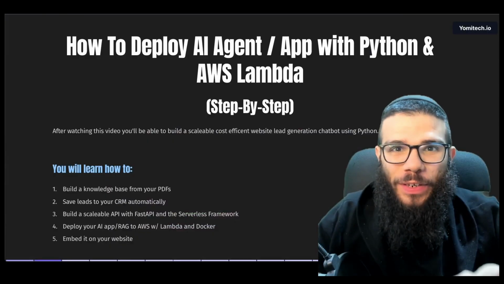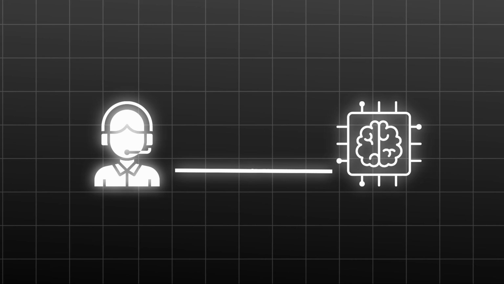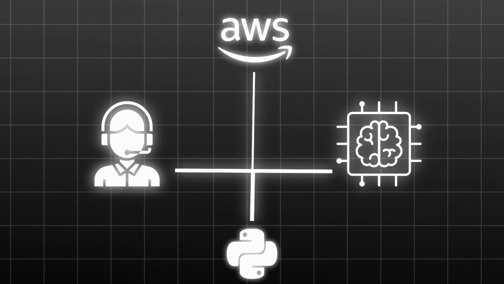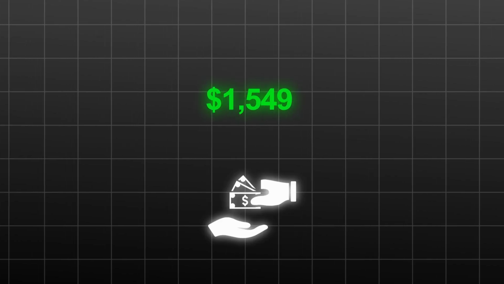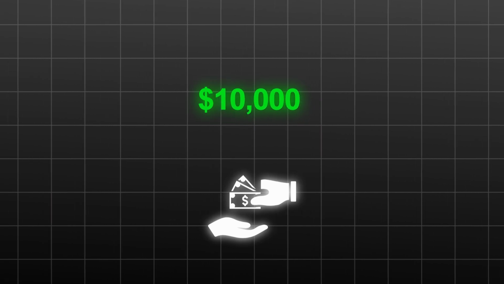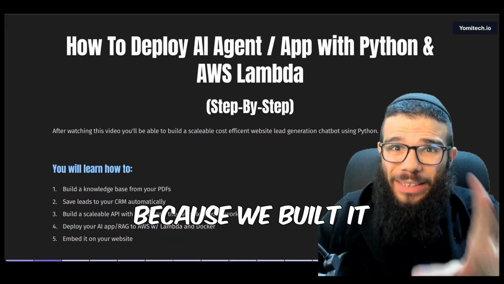Hello and welcome to this video. Today we are gonna learn how to deploy your AI app or AI agent using AWS and Python. And I'm not kidding when I'm saying you can charge 3,000, 5,000 or 10,000 for this AI agent, because we built it step by step.